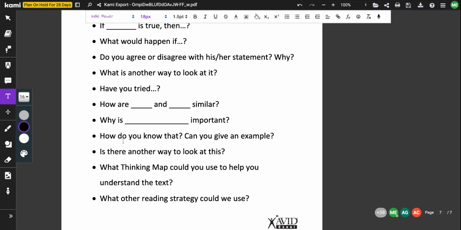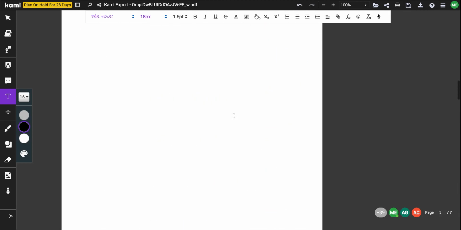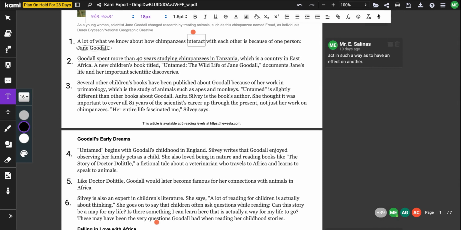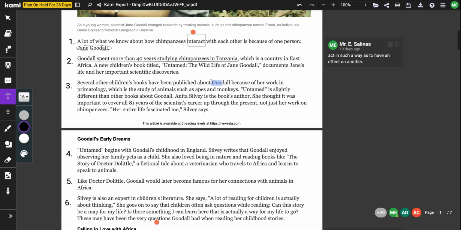Okay. So if you wanted another example that she studied chimpanzees, a good one that you can say is, how do you know that? Can you give another example? And of course, I would have to go back to the article and find another paragraph where she did study chimpanzees. So another one can be, that's a good question, and I would say something like, according to paragraph 3, it says she thought it was important to cover all 81 years of this scientist's career up to the present, not just her work on chimpanzees. Okay, so talking about Goodall.